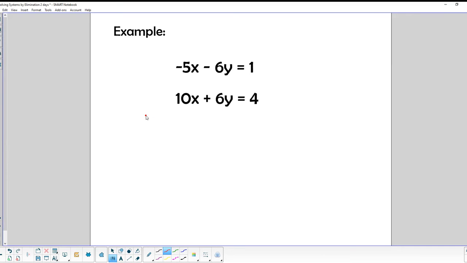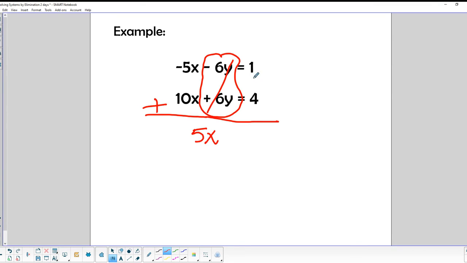Okay, let's think of this pair of equations. They're written in the form that we want them to be in. We notice that our zero pair in this case is in the y column. So when we add these together, those will cancel out, and we'll have negative 5x plus 10x, which is 5x. These cancel out, and then we have 1 plus 4 in the next column, that's 5, and we divide both sides now by 5, and we end up with x equals 1.